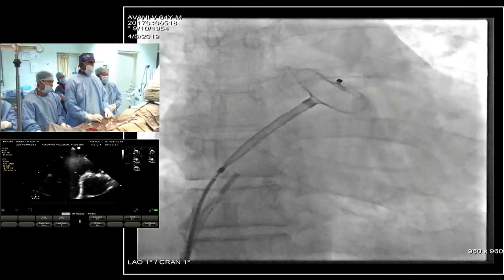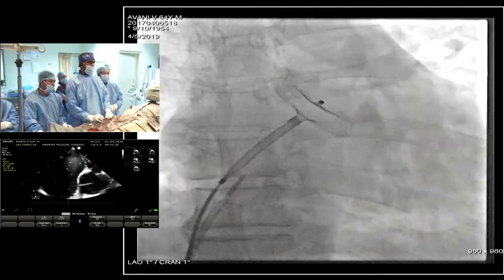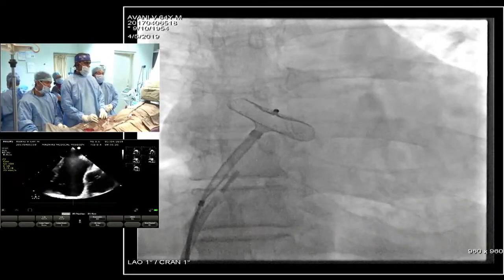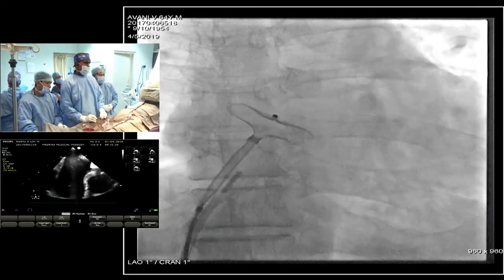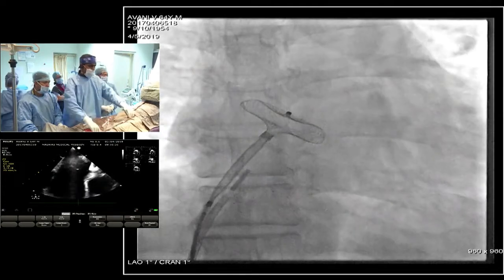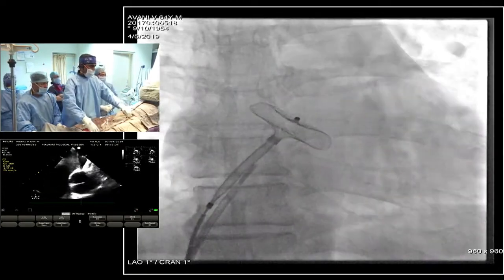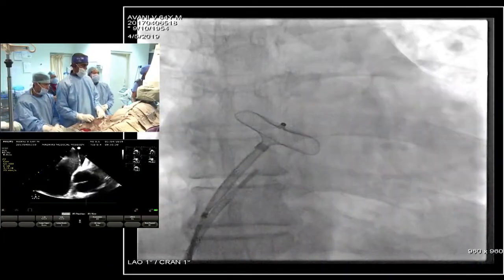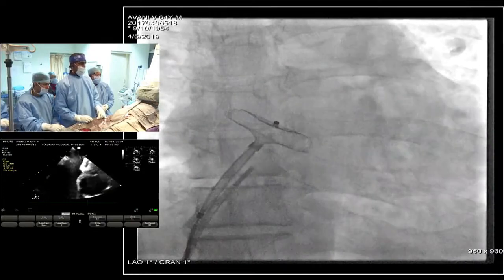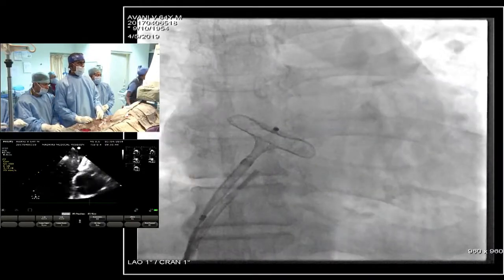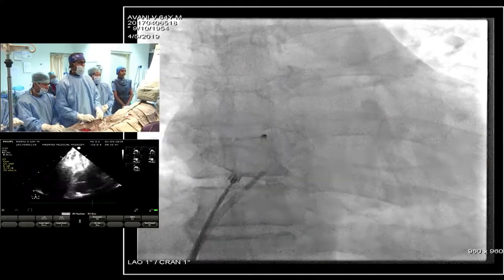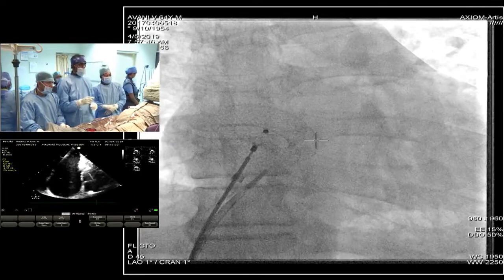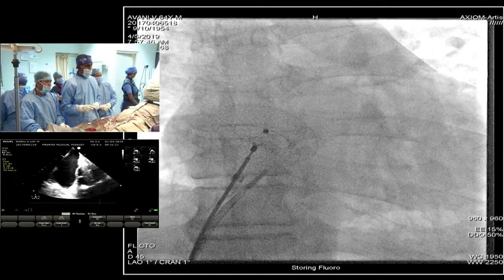So I have deployed the full LA disc, and now I'm coming progressively closer. So I will try to get. So we are just going to be coming pretty close to the retroaortic margin. So at this point I release. Fluorostore this. So run the fluorostore.